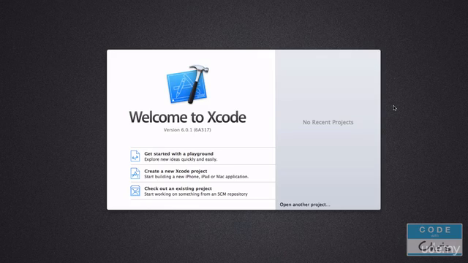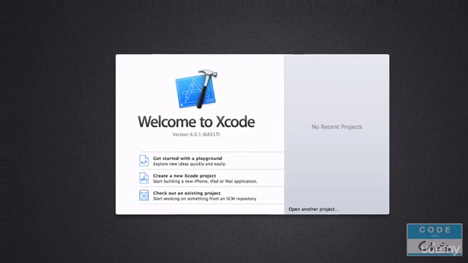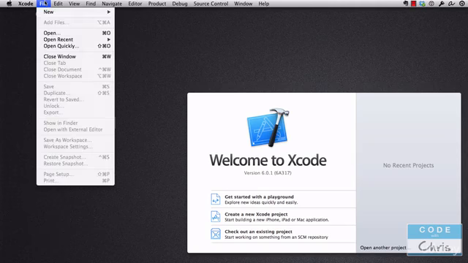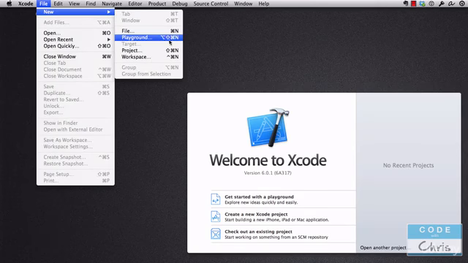You should have a Mac and you should have Xcode installed from the Mac App Store. When you open Xcode for the first time, you'll be presented with a menu like this, and we're just going to select this one saying get started with a playground. If you don't have this welcome menu, you can easily open a new playground by going to File, New, and select Playground from up here.